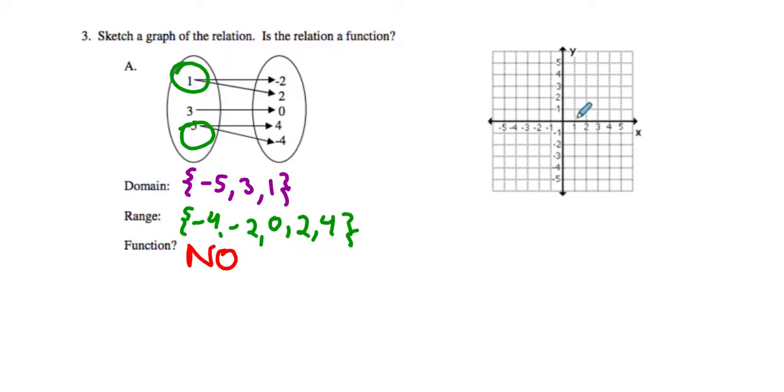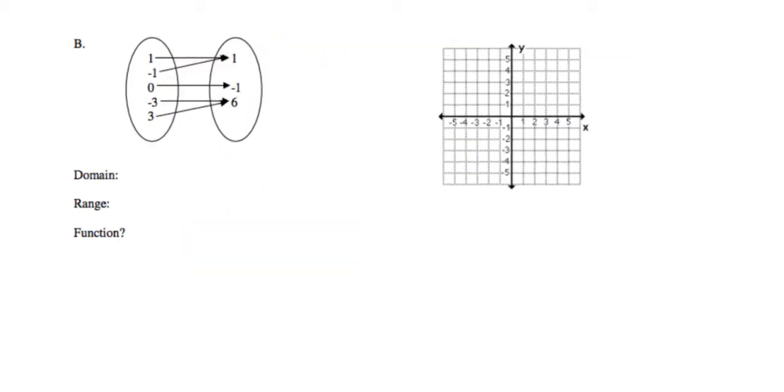You're also asked to graph the relation, so you just plot each point by the mapping. So 3 is mapped onto 0, so that's the point (3, 0). -5 is mapped onto 4, so that's (-5, 4). And then -5 is mapped onto -4. So you can see here very clearly by the vertical line test, this is also not a function.